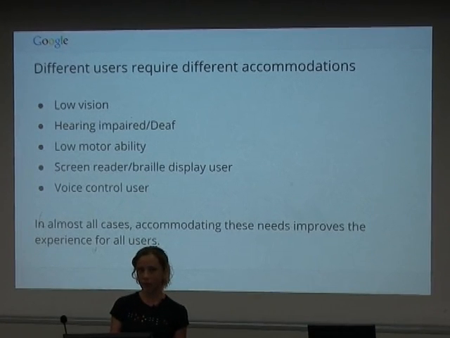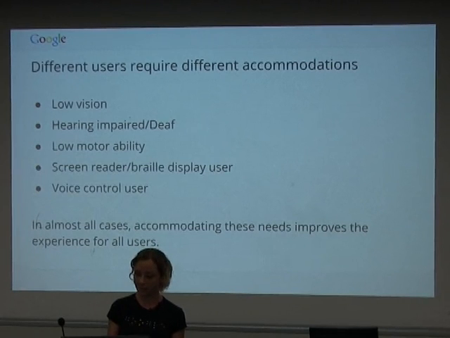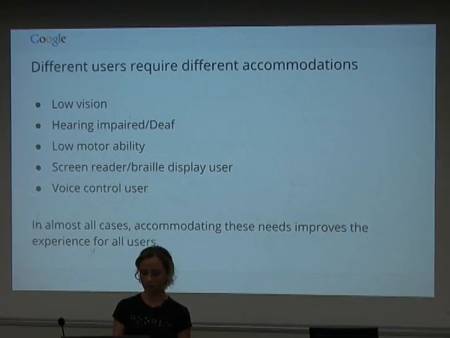Hearing impaired or deaf. I'm actually hearing impaired, so this is me. They may need things like subtitles or text alternatives to audio-only speech outputs. Low motor ability, so this might be someone who's unable to use a mouse or unable to use a keyboard very well. They are going to require certain accommodations that I'm going to go to in a bit more detail later on.